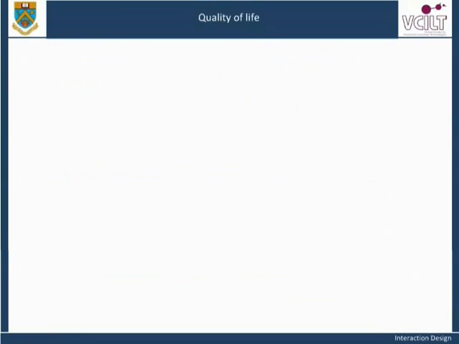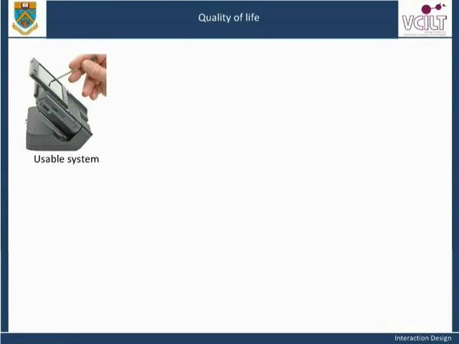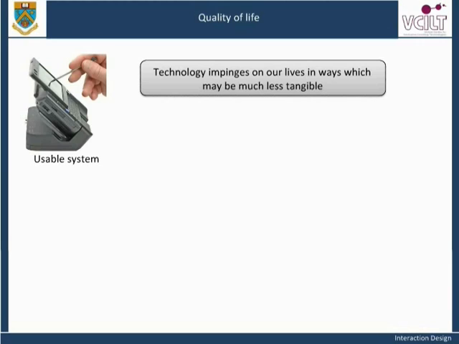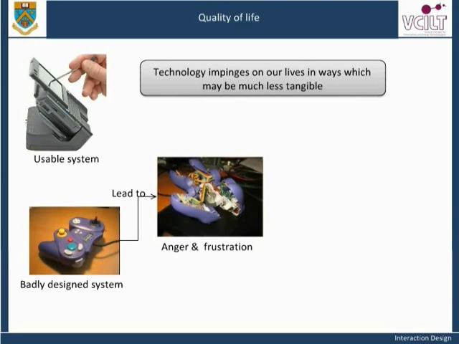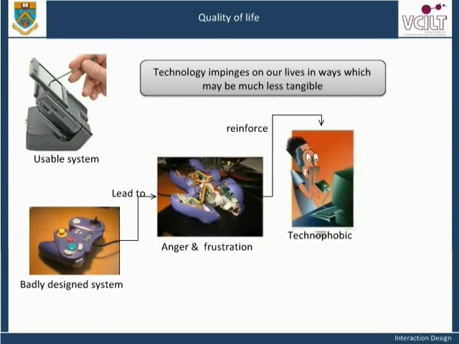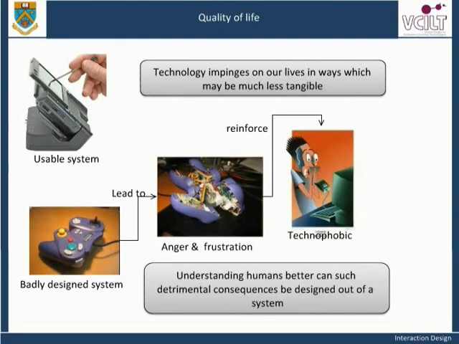Whereas the arguments for developing usable systems may be made explicit and quantifiable in a business context, technology impinges on our lives in ways which may be much less tangible. Badly designed systems can lead to anger and frustration for their users and may reinforce technophobic attitudes. Only by understanding humans better can such detrimental consequences be designed out of a system.